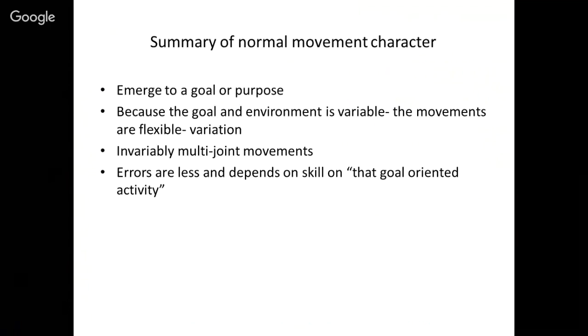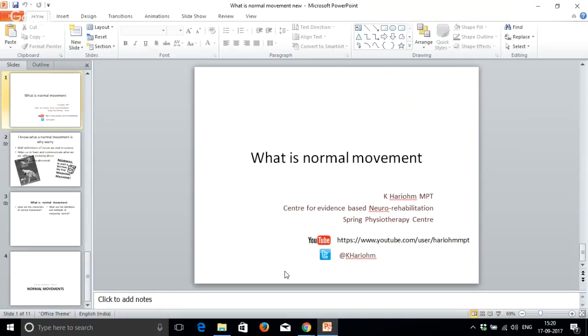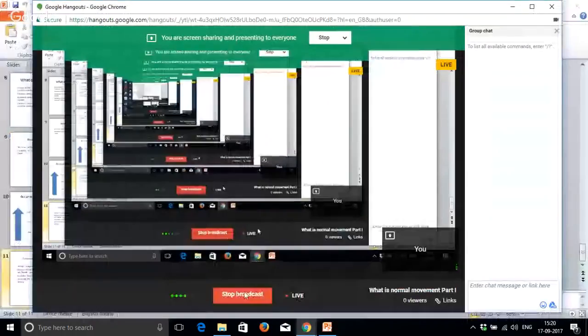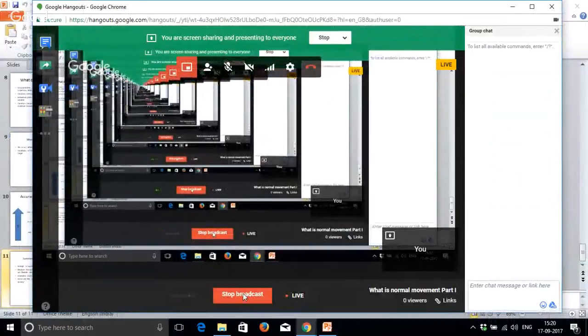In the second part of it, we will look into how, using these things, we can try to find out how to use these parameters to define normal.